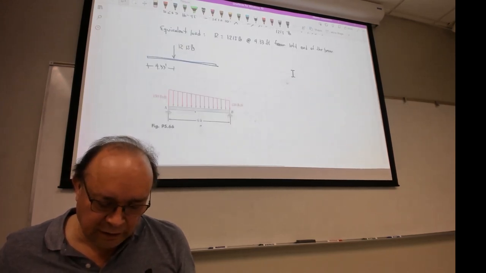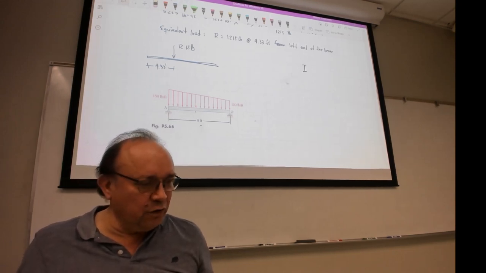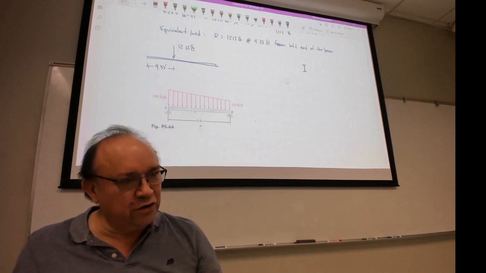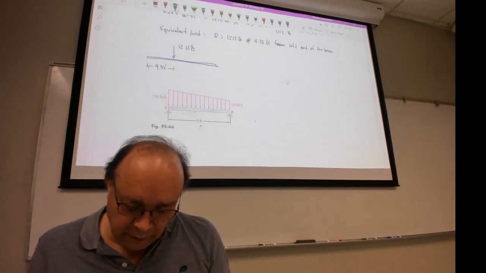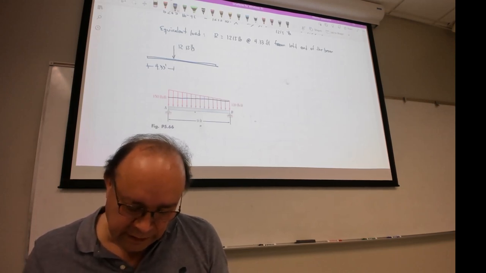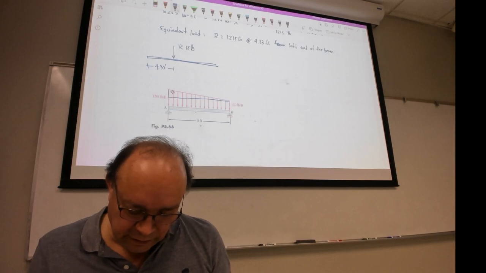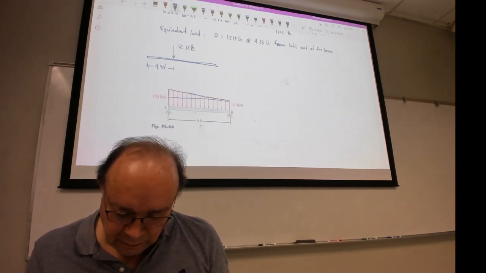Okay, so we're going to divide this into figures for which I know the location of the centroid. So I divide this into a triangle and a rectangle. I divide it like this, so I use this triangle and this rectangle.